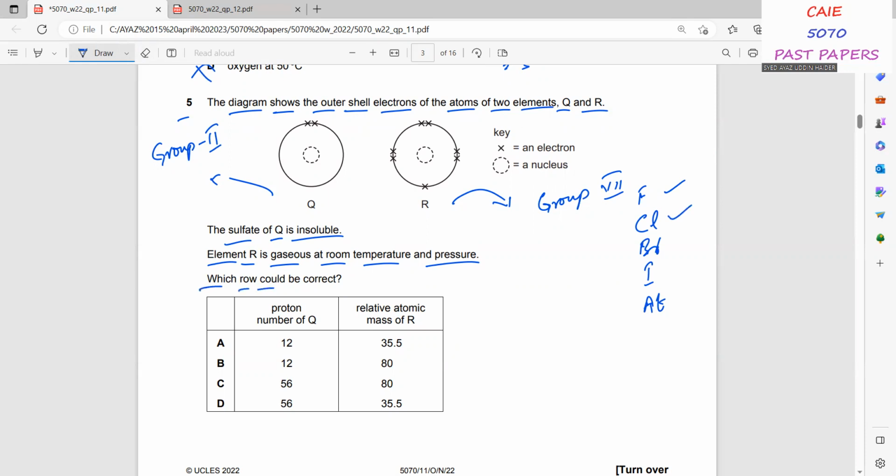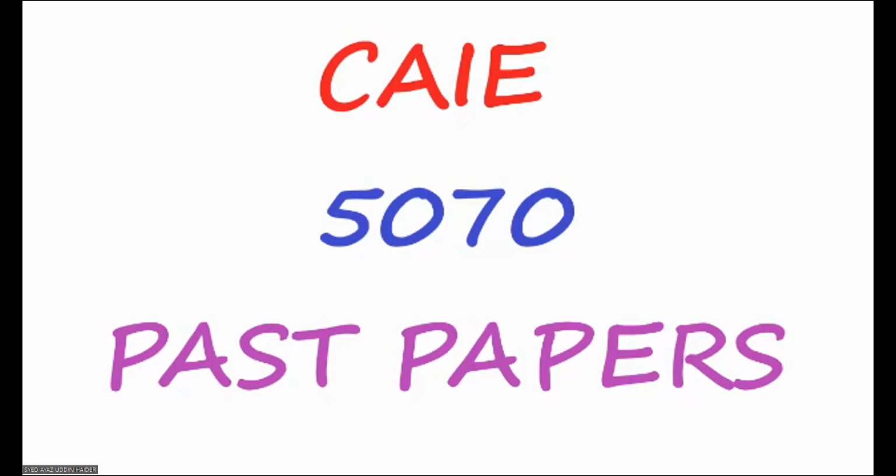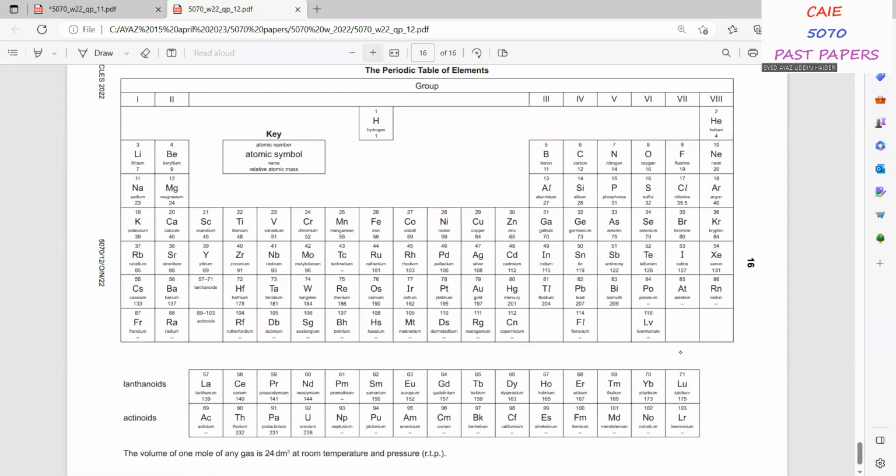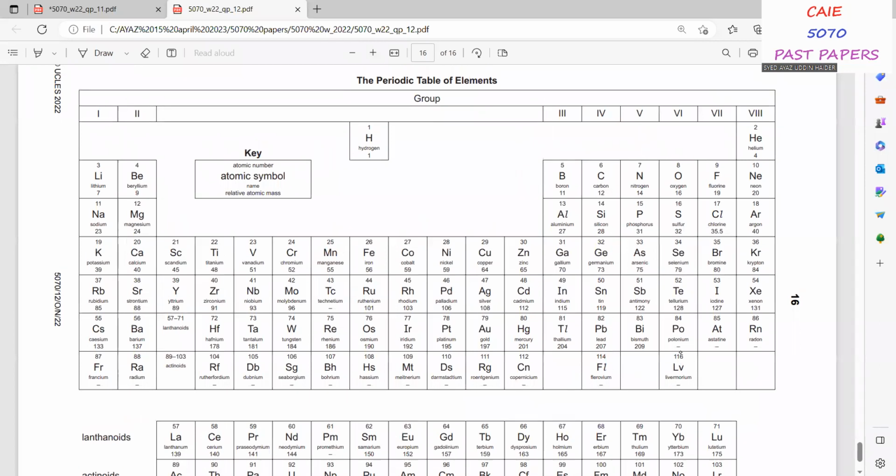Which row could be correct? You should know the proton number of Q and the relative atomic mass of R. Now there are 2 proton numbers given, 12 and 56. If you look at the periodic table, proton number 12 indicates it must be magnesium, and 56 indicates it must be barium.